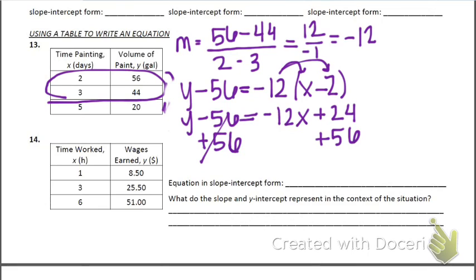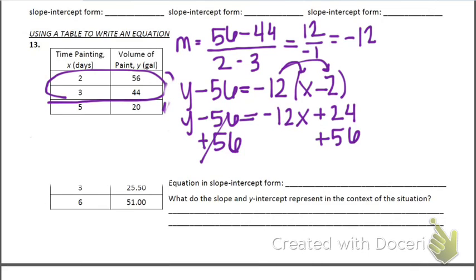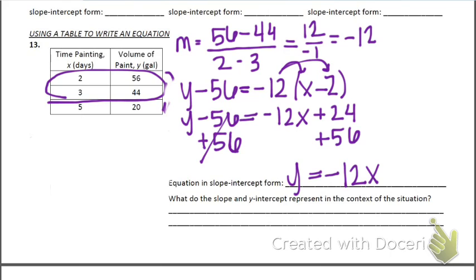Okay, guys, here's what I'm going to do. I'm going to black out 14, and then I'm just going to put my answer in the 14 spot. You don't do that because you still have to do number 14. So what is the equation in slope-intercept form? That's going to be y equals -12x. 24 plus 56 is going to give me 80.